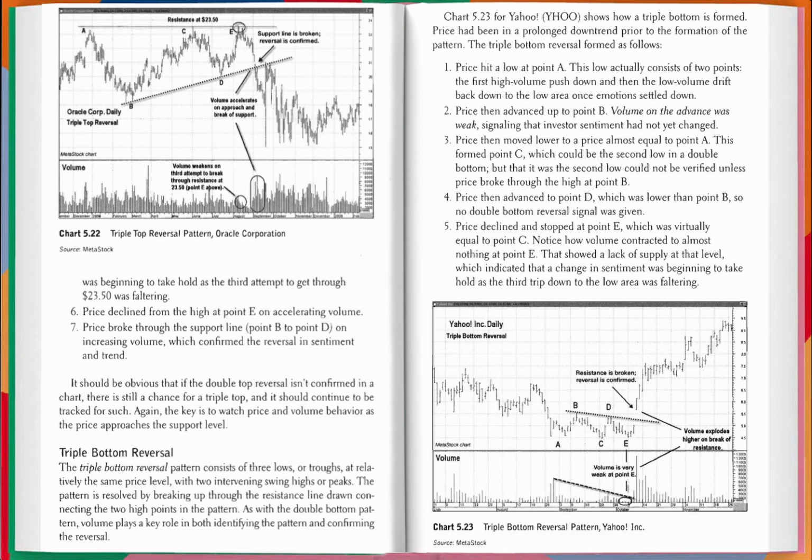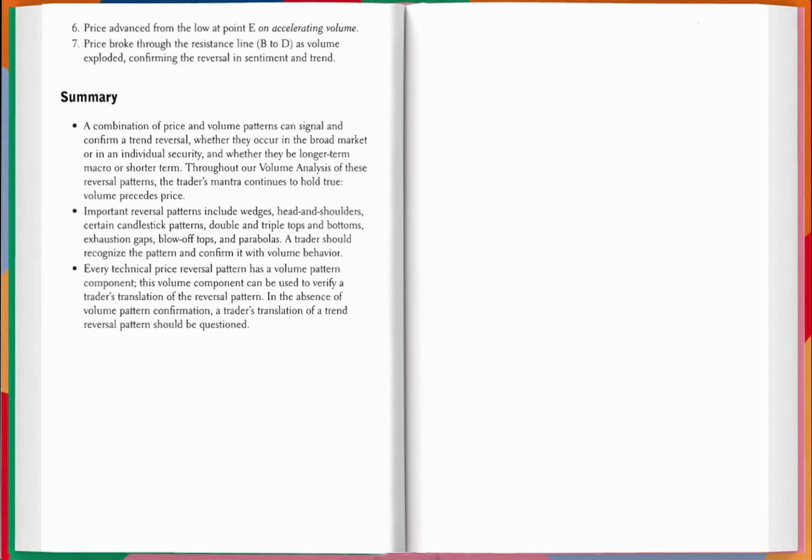Notice how volume contracted to almost nothing at point E. That showed a lack of supply at that level, which indicated that a change in sentiment was beginning to take hold as the third trip down to the low area was faltering. 6. Price advanced from the low at point E on accelerating volume. 7. Price broke through the resistance line B to D as volume exploded, confirming the reversal in sentiment and trend.